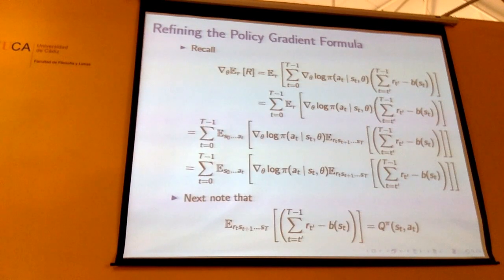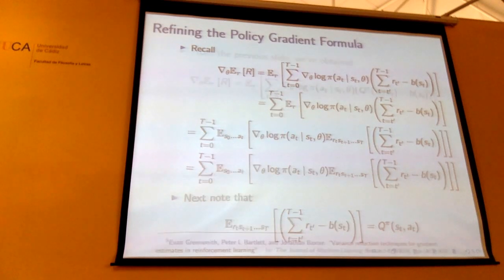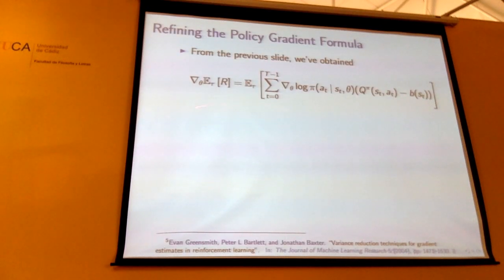So just taking this formula that we had here and substituting in the Q function, basically taking this expectation and turning it into the Q function, we get this formula for the policy gradient. So now, instead of looking at an actual empirical sum of future rewards, we're just using the Q function.